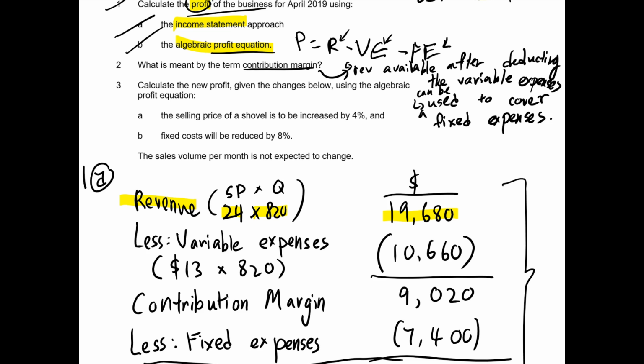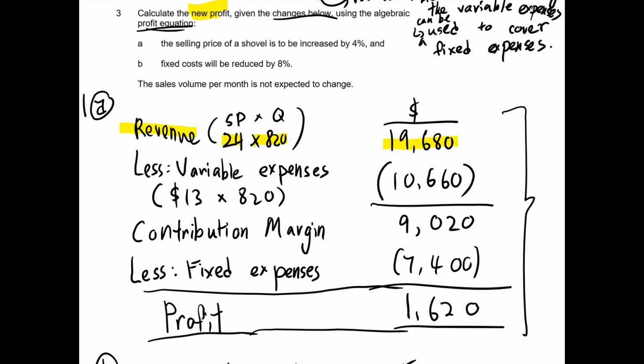And the third question, they ask you to calculate the new profit. So there's a new scenario over here. They ask you to calculate the new profit given the changes below using the equation method. So now there are two changes here. Number one, your selling price increased by 4%. Your selling price goes up by 4%. Number two, your fixed cost reduced by 8%.